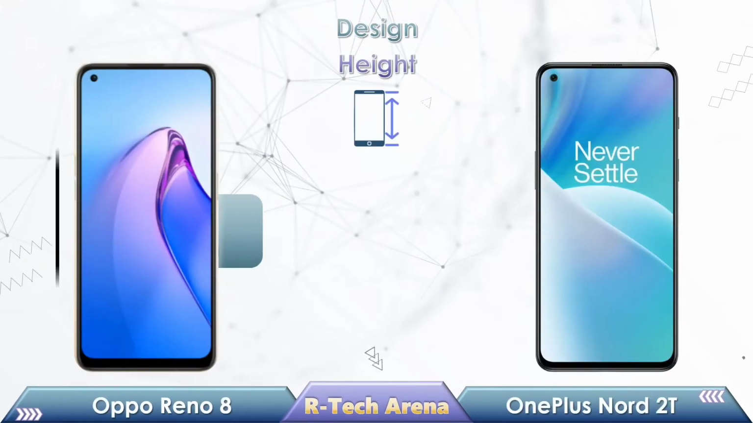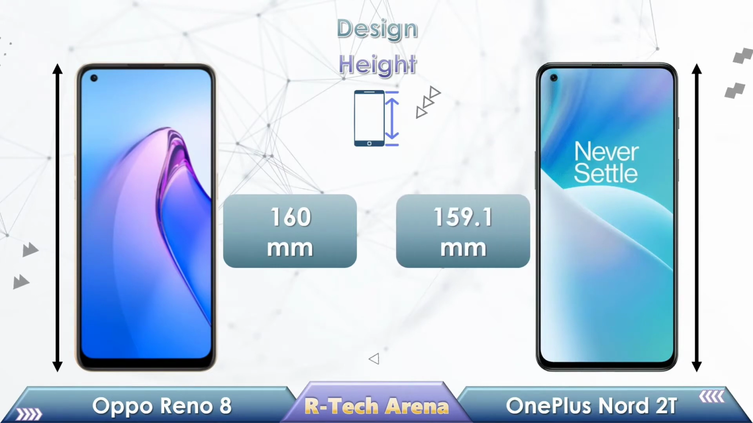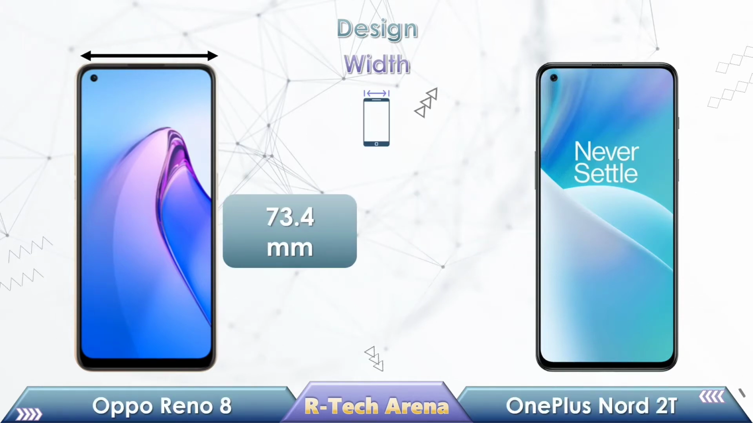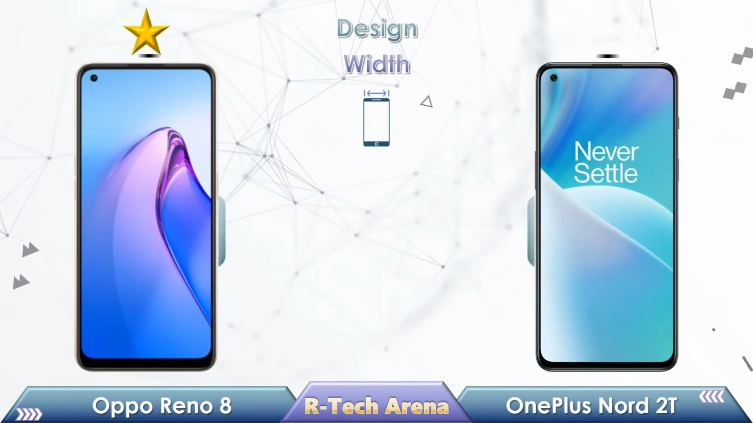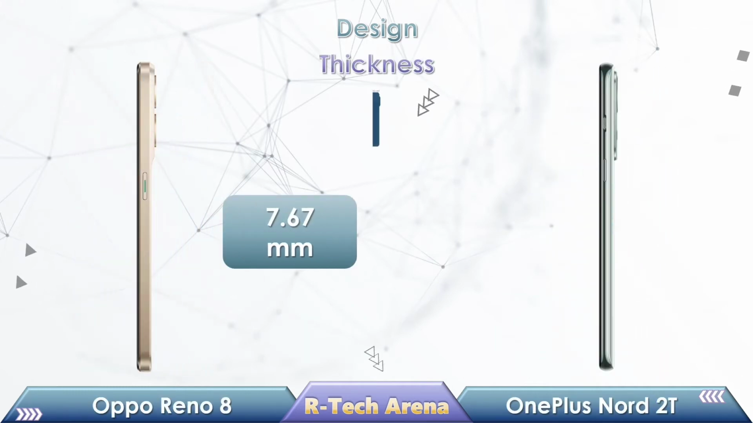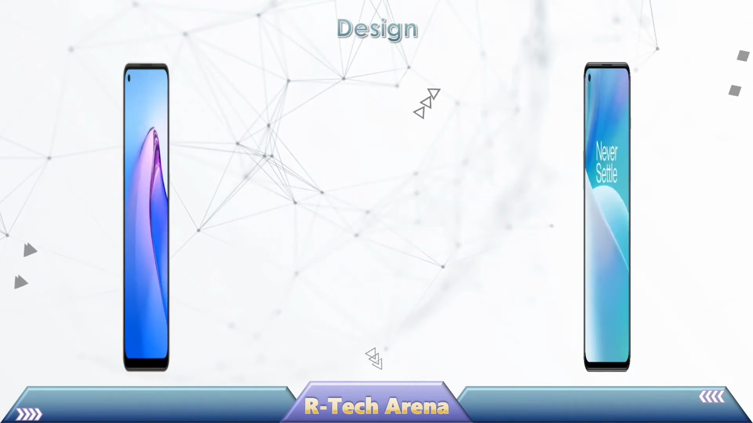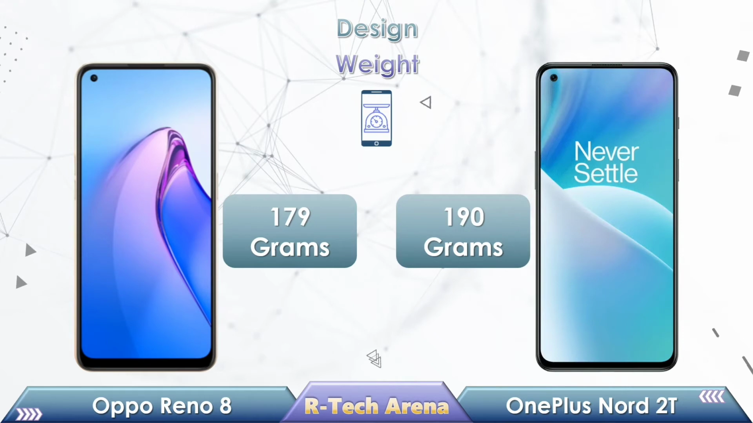Looking at these two phones' physical height, Oppo Reno 8 has 160 mm, while the OnePlus Nord 2T has 159.1 mm. Oppo Reno 8 has 73.4 mm in the width, while the OnePlus Nord 2T has 73.2 mm width. Oppo Reno 8 has 7.67 mm in the thickness, while the OnePlus Nord 2T has 8.2 mm thickness. Looking at these two phones' weight, Oppo Reno 8 has 179 grams, while the OnePlus Nord 2T has 190 grams.